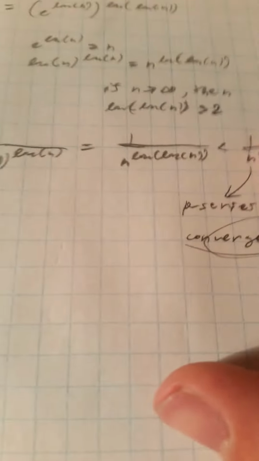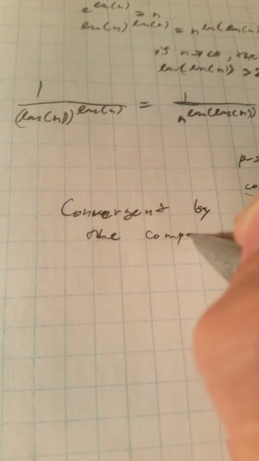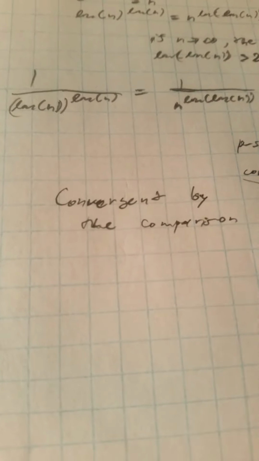And by the comparison test, if b of n, your chosen function, is convergent and is greater than your original function a of n, then your original function is also convergent. So this is convergent by the comparison test.